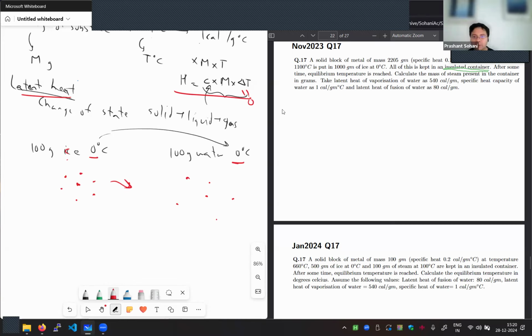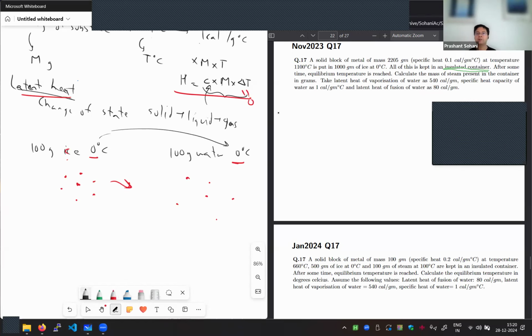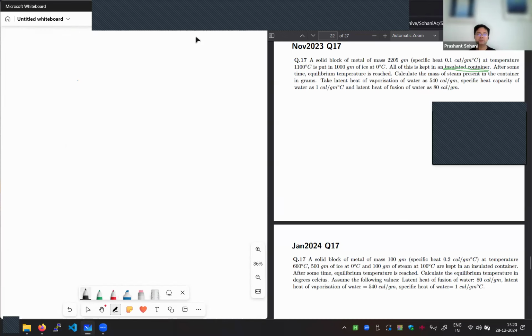I think when we start to solve the questions, you will understand how to apply this exactly. Okay, so question 17, what is given? As I said at the start, often all of these questions are done with an insulated container, and we can draw the diagram something like this.